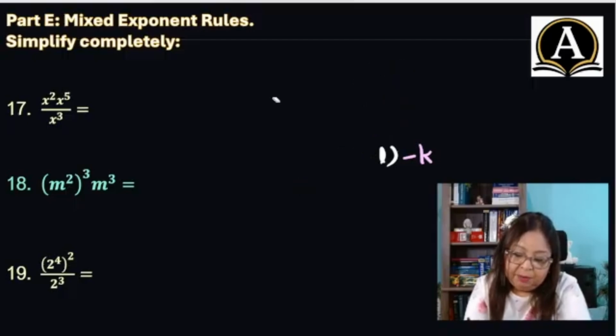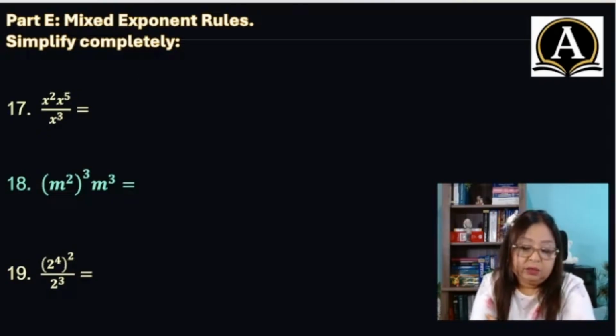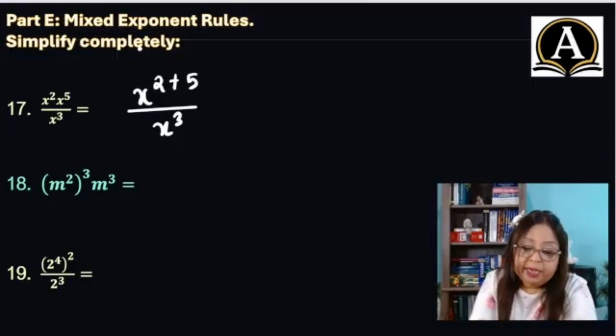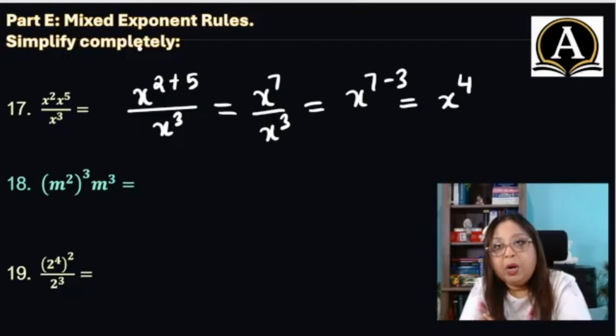Number 17. In the numerator, we have x to the power 2 and x to the power 5 multiplying each other. So that gives you x to the power 2 plus 5, divided by x to the power 3. So what do we get? We get x to the power 7 over x to the power 3, which is x to the power 7 minus 3, equals x to the power 4.